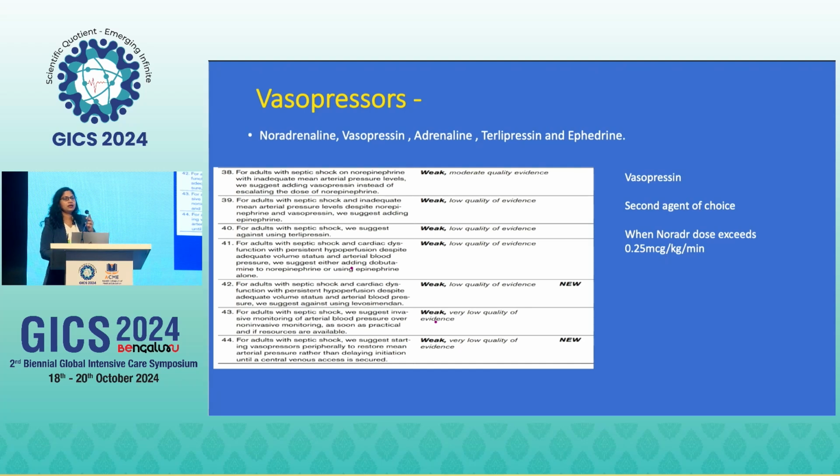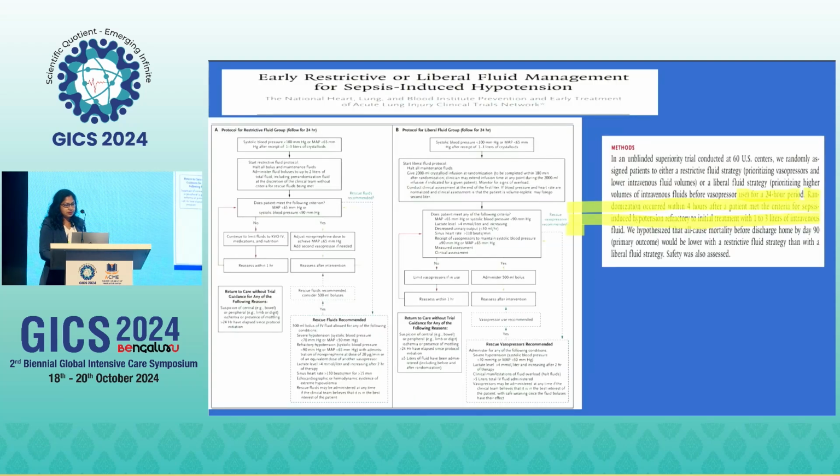Vasopressors, now we know that we have already discussed that noradrenaline is the first agent of choice, and second is vasopressin. And when do we start vasopressin? This is a very common question which comes in the minds of our young doctors, that when the noradrenaline dose reaches around 0.5 mg per kg per minute, that is a standard preparation where you are mixing 2 ampules in 50 ml solution. If it is exceeding 10 ml per kg per hour, that is the time when you hook on to vasopressors.